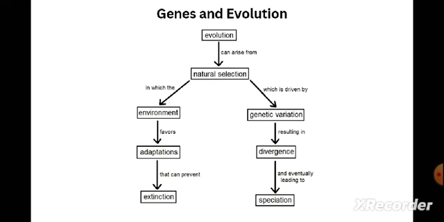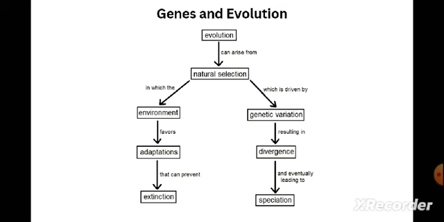Let's see genes and evolution after Mendelian inheritance. You may now be clear about the probability of transferring genes from parents, for example from the father and the mother. Let's look at how genes drive evolution. Evolution is a process by which the population of organisms changes over time through variation in their genetic makeup. Evolution can arise from natural selection, which is the key mechanism of evolution.